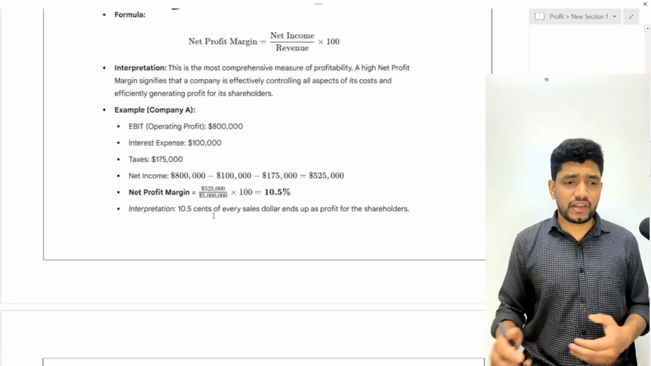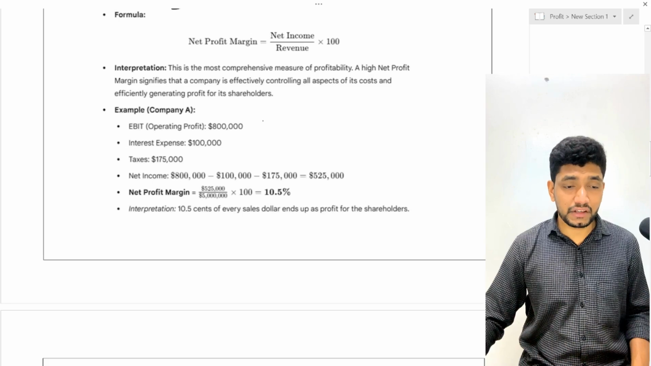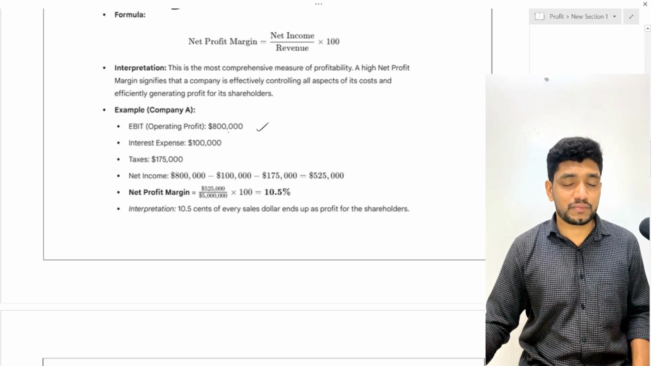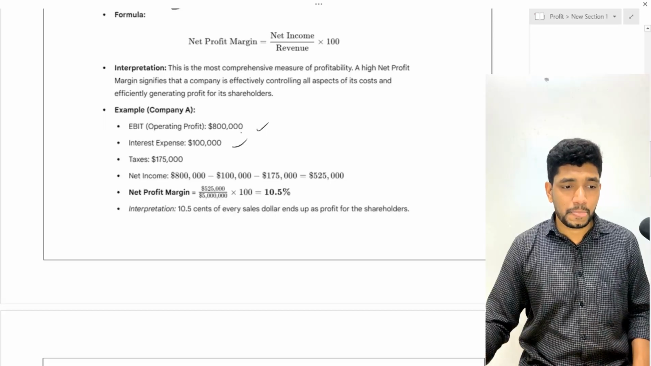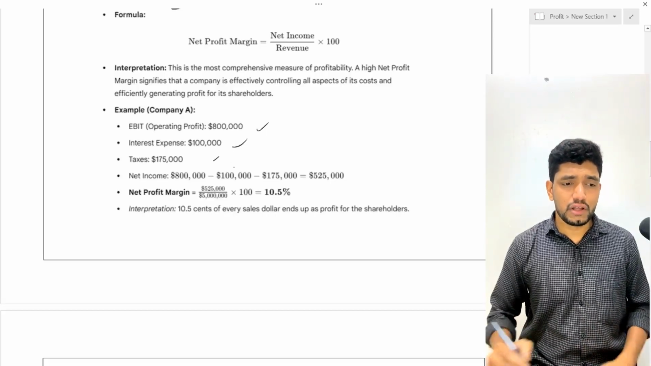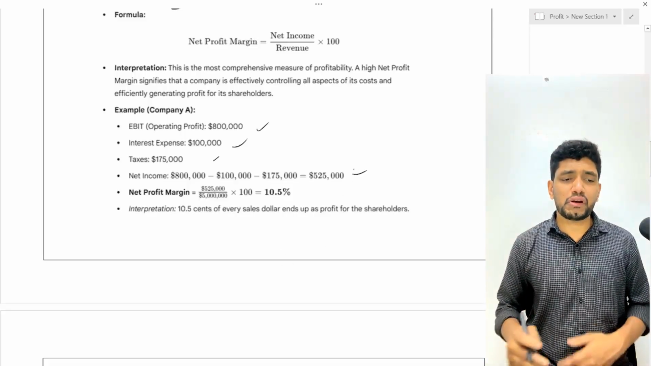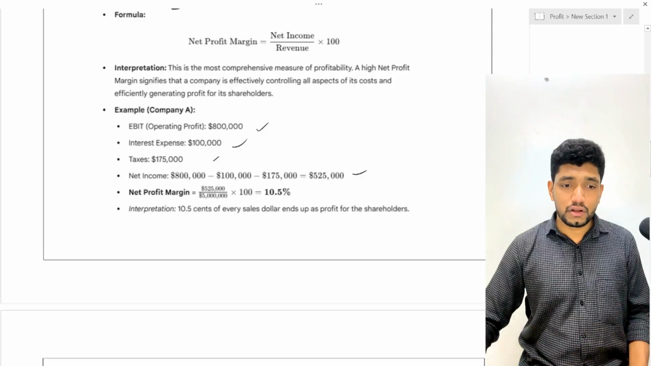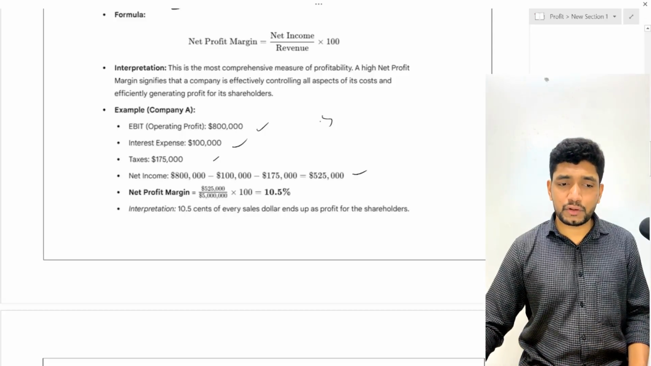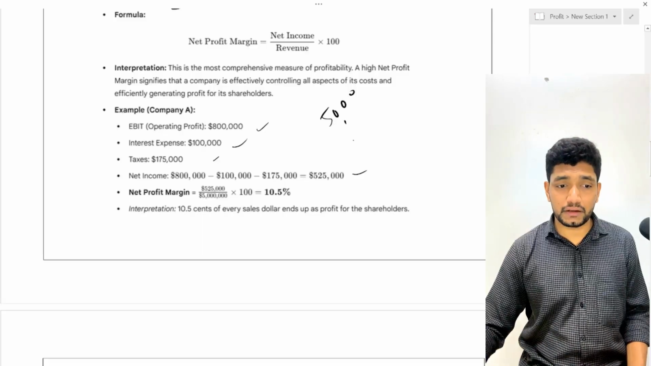So let's look into this example. In this example, the operating profit is 800,000 and there is an interest expense of 100,000 and a tax of 175,000. So in this example, net income is 525,000. So how will we calculate the net profit margin? As we already discussed in the previous example, the sales is 5 million.